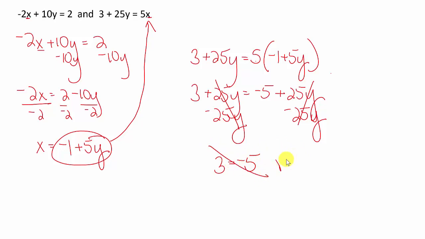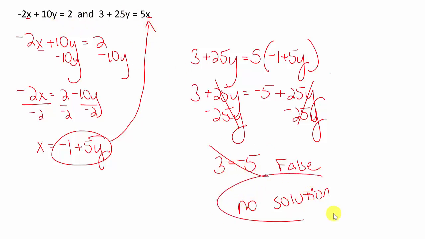And that is not a true statement. That is false. 3 will never equal -5. When that happens, we write that there is no solution. These lines will never intersect. They do not have a set of coordinates that work and satisfy both equations. So when this happens, you just write no solution.